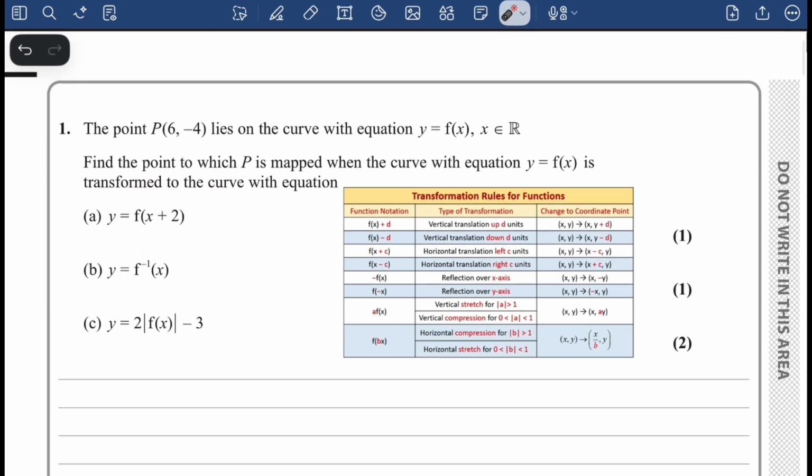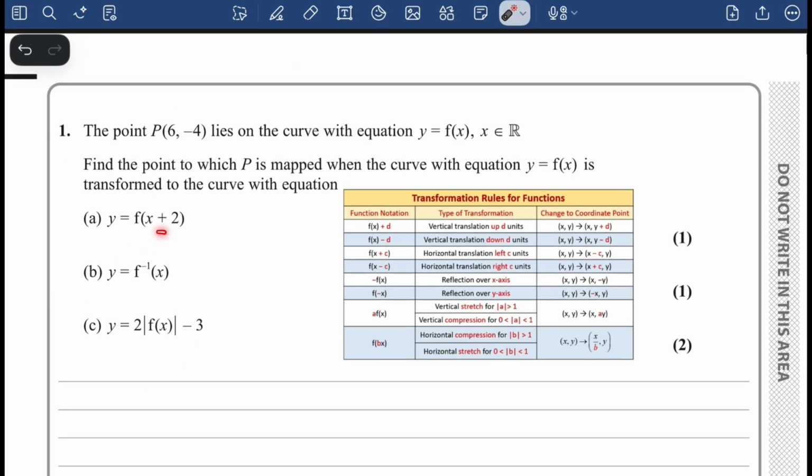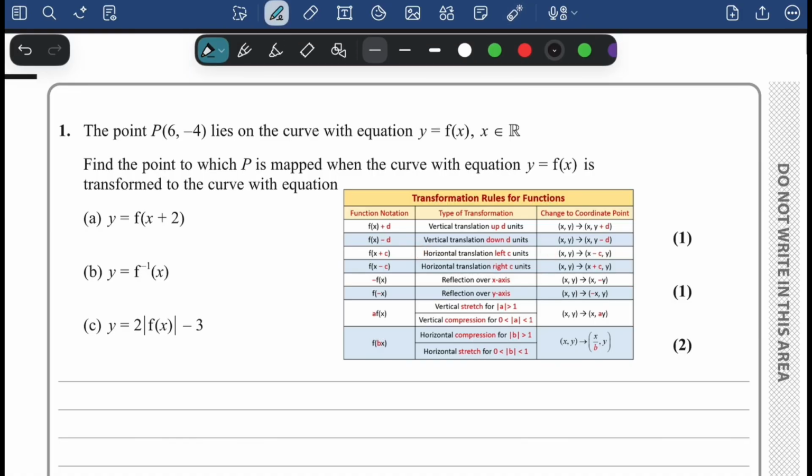So if we look at part A, we have a transformation where we're adding 2 inside the bracket. If we go to our key, we see that adding something inside the bracket is going to shift it to the left, and we minus it from the x coordinate. So for part A, pretty simple. It's going to be minusing 2 from the x coordinate, so it's (4, -4).